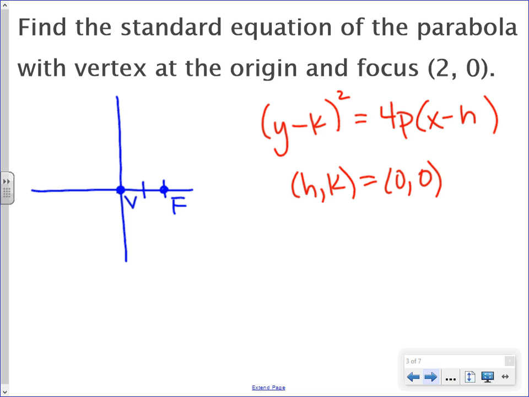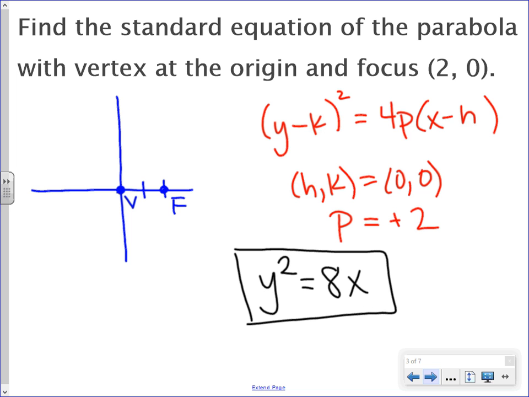is our p-value a positive or a negative? Positive. When open to the right, p is positive. So we know that p is a positive 2. So we can write y minus 0 squared equals 4 times p times x minus 0. There's the equation of that graph. It is literally all about figuring out the values and plugging them into the equation.